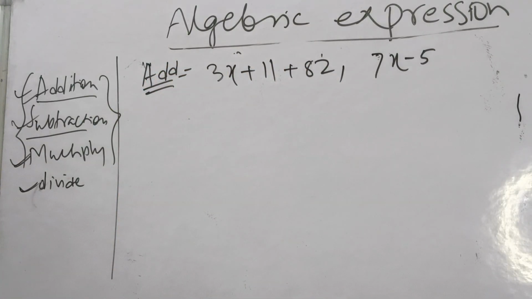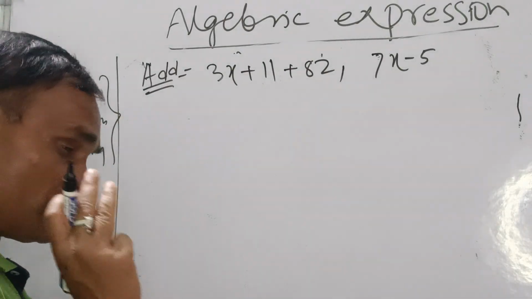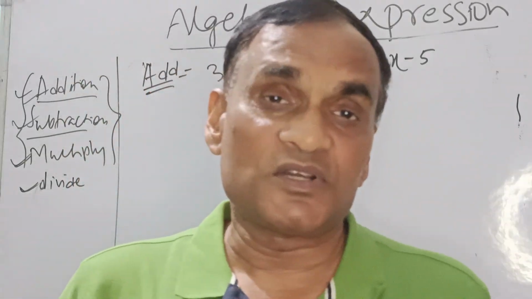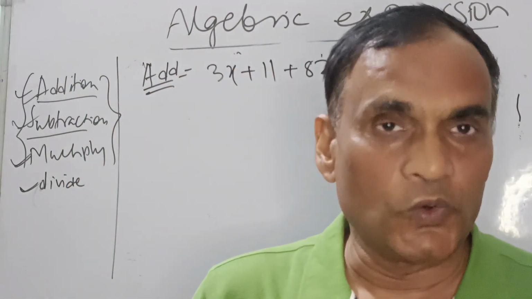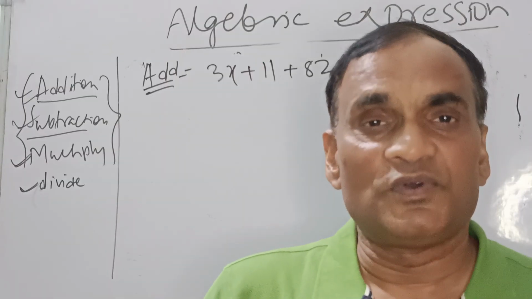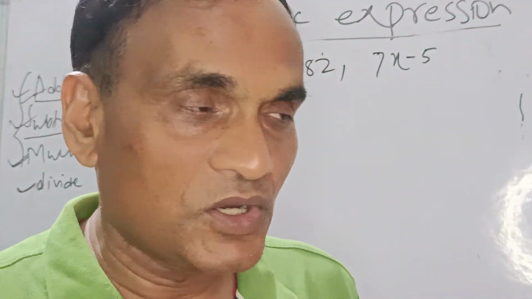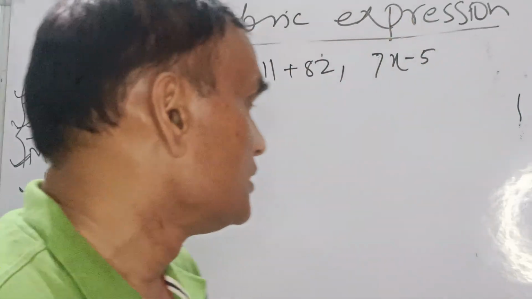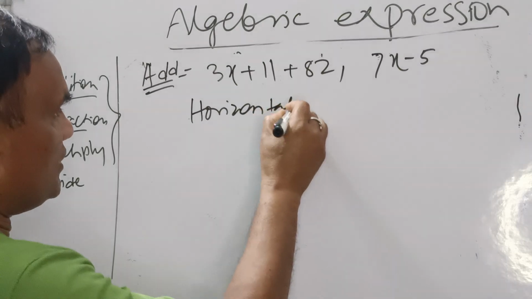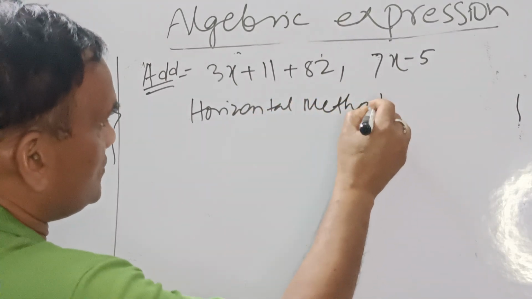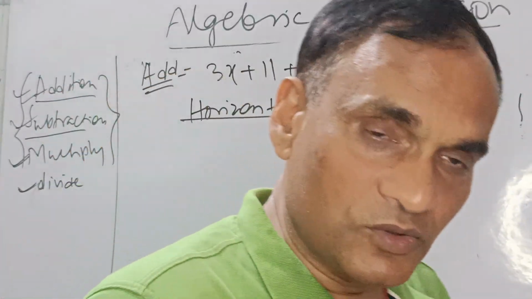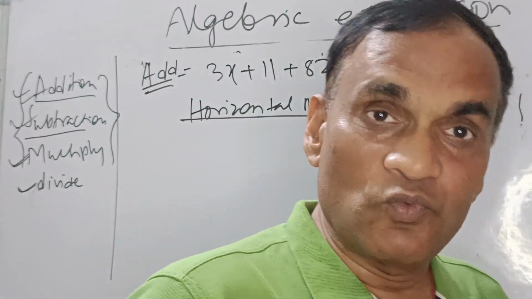How is it to be added? We have got two methods, and we'll deal with both. Whichever method you like, you can solve with it, no issue. The first method is the rearranging method, or you can say the horizontal method. So first of all we'll see the horizontal method. What is this? The question is to be solved horizontally, which means in one line, right?